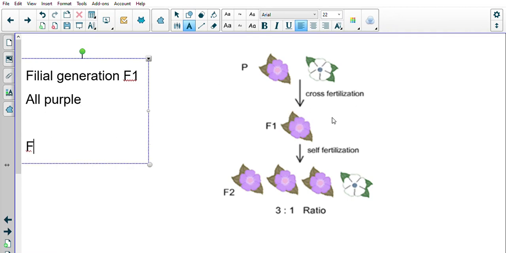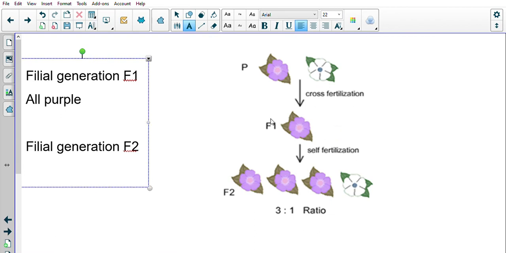So what he then did was he let these F1 generations self-fertilize. So the pollen and the ovary from the same flower, not different flowers. He physically went and cut the anthers, and self-pollinated them to see what would happen. And what he found was that he would then have, on average, 3 purple flowers to 1 white flower.